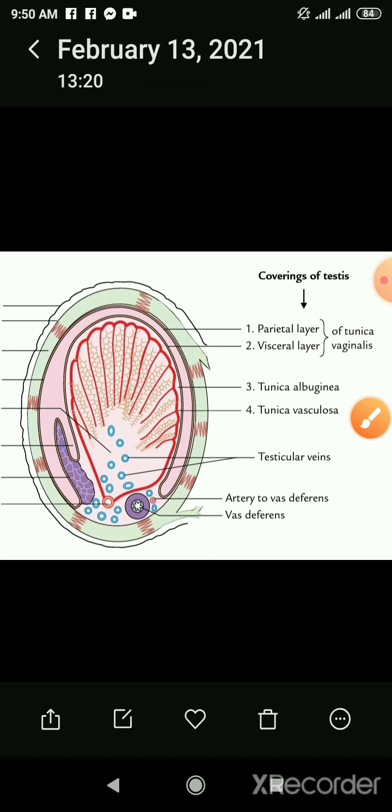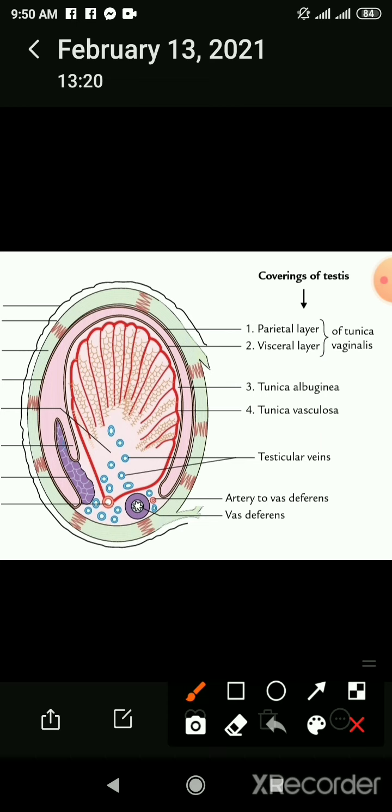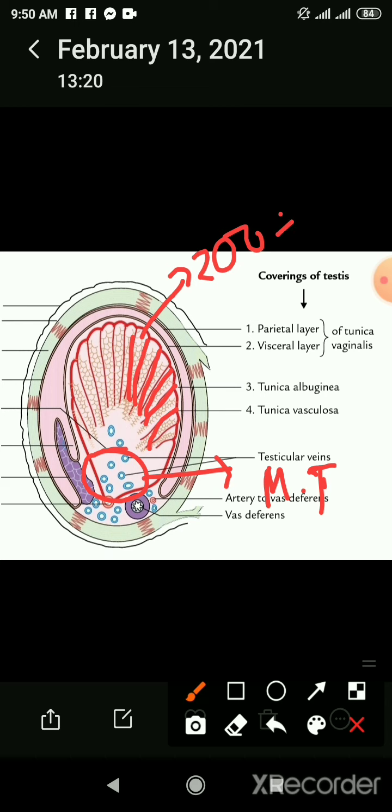Now look at that. The tunica albuginea, which is a white fibrous coat, is thickened posteriorly and forms a vertical septum which is known as mediastinum testis. And from the mediastinum testis, numerous fibrous septa arise and divide the inner surface of the testis into multiple lobules, about 200 to 300 lobules. So these are the lobules.